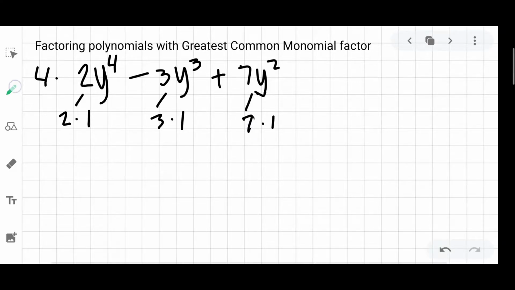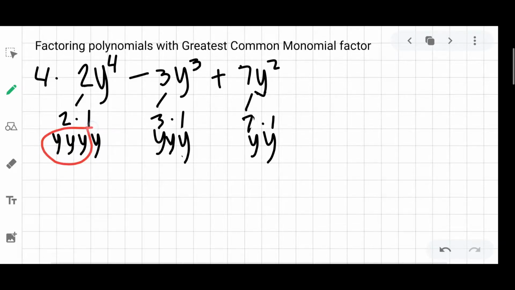Okay? Next is y. Sulat natin yung mga y. We have 4 y's. We have 3y. Then, 2 y. Okay, so let's encircle the common factors. We have the y cube. Oh no, mali pala ako. Ang pinagkaparehas lang nila ay dalawang y lang. Yun lang. And then 1. Pero yung 1, hindi na natin kailangan pang isulat yan.